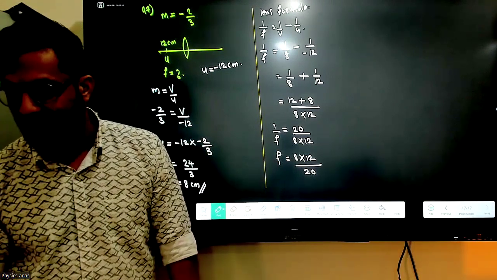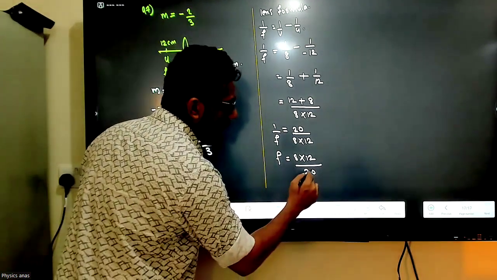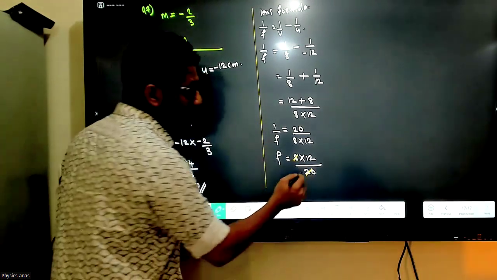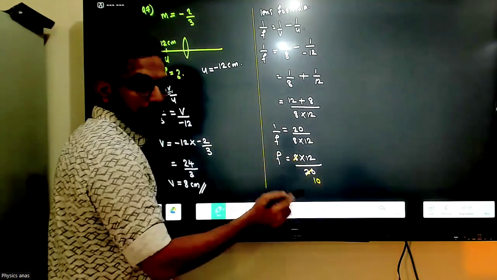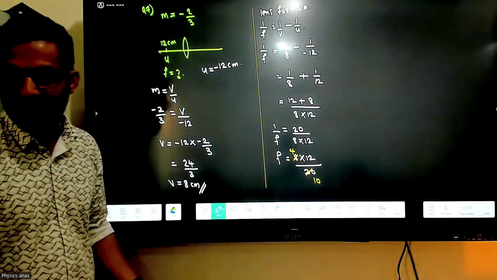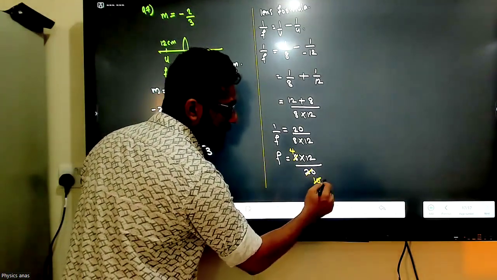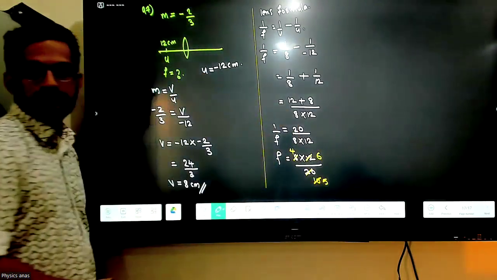Are you doing it like that, or can you cut it, right? Then 20 and 8 can be cut with 2. 20 by 2 will be 10. 8 by 2 will be 4. Again we can cut it. 10 by 2 is 5. 12 by 2 is 6.